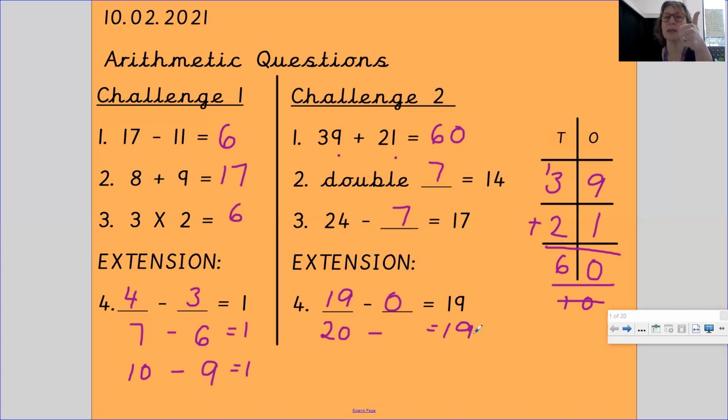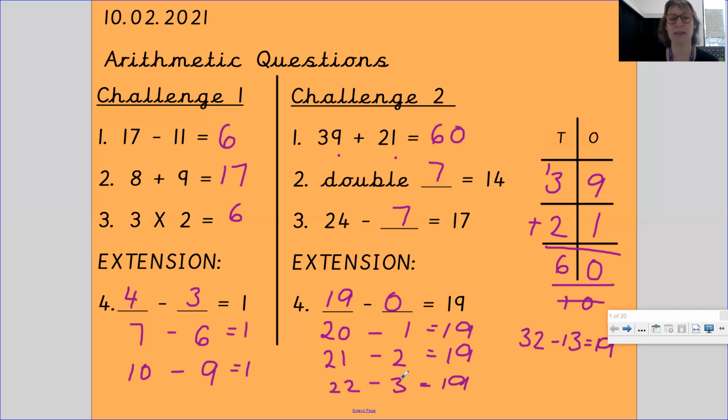then 20, 19, I'll take away 1. And then I can do 21, take away, and I'm happy again because I'm doing a pattern. 21, 20, 19, so I'm taking away 2. 22, take away 3 equals 19, and I can keep going like that. What I could do is add 10, so I could do 32, take away 13 equals 19. So what I've done is I've added 10 to both of these. We'll do some more of those tomorrow.